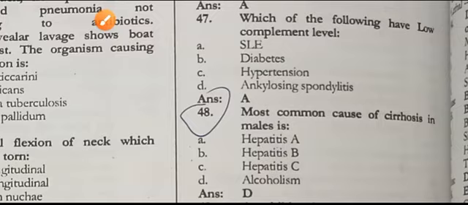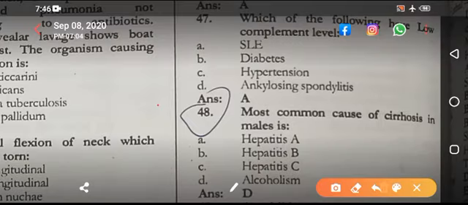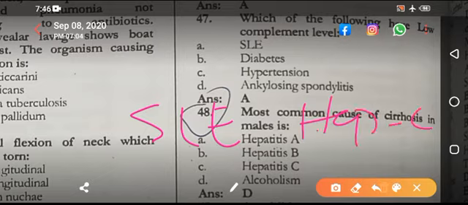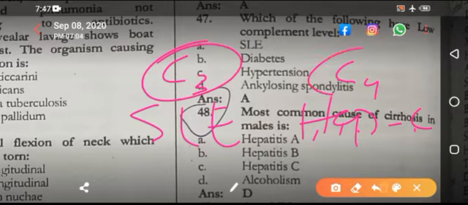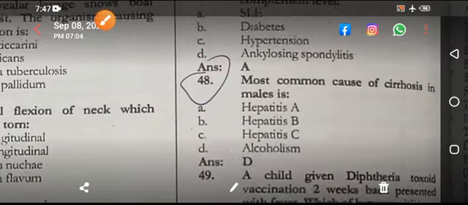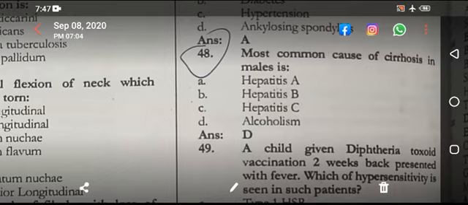Which of the following has low complement level? The answer is SLE. So you have C3 complement and C4. In SLE, you have 3 letters. In hepatitis C, if you write it like this, there are 4: 1, 2, 3, 4. So in hepatitis C, complement C4 is going to be down. In SLE, complement C3 is going to be down. C4 and C3.